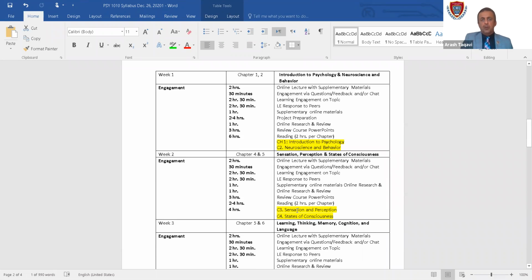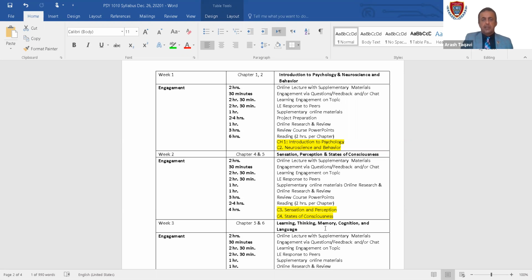And in week 2, we will talk about sensation and perception and states of consciousness. Two different chapters with major parts that you can use in your business practices, especially sensation and perception. Sensation is about your five senses, somatic body sensations. And perception is how you interpret the sensation, the data entering through your senses, your sensory receptors. How can you give meaning to those sensations?